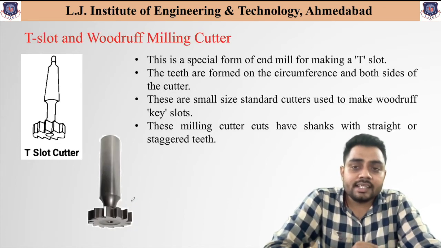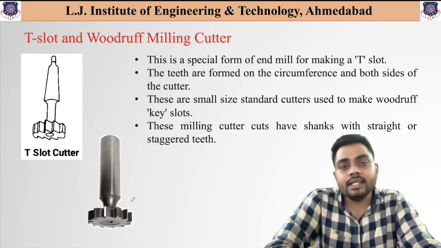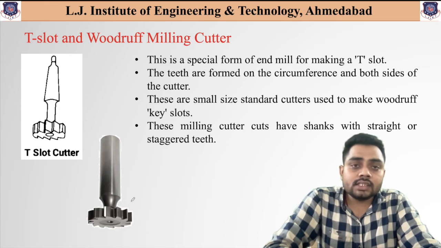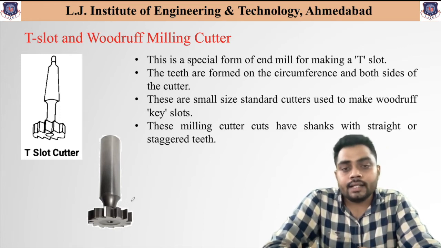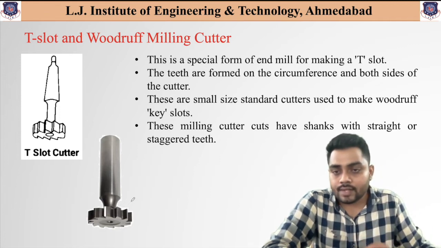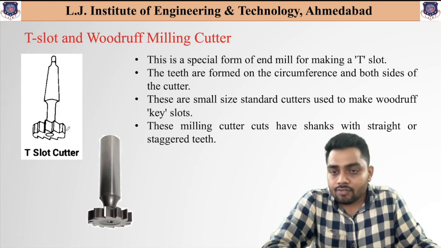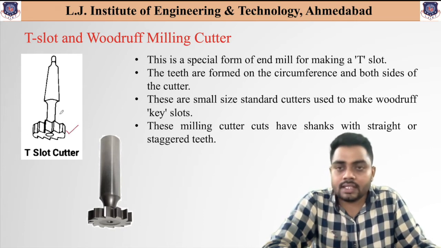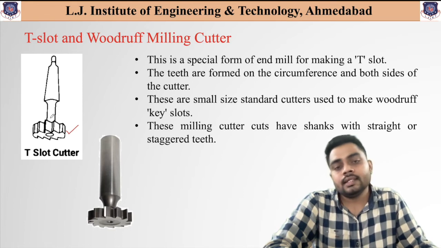So this thread can be easily generated of the required pitch using this form milling cutter. Now the next are the T-slot and the Woodruff milling cutter. From the name we can understand that this T-slot cutter is useful to generate the T-slot in the component. The teeth are formed on the circumference and both sides of the cutter. As you can see, the teeth are formed on the circumference, and overall the periphery is given teeth based on the requirement.